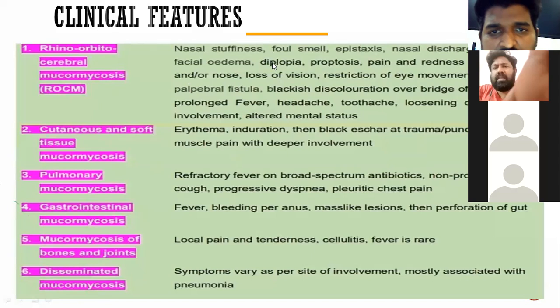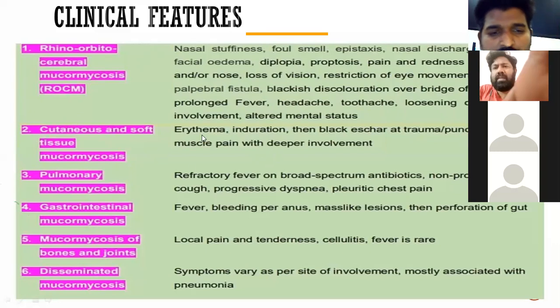They may present with nasal stiffness, a false pulse, epistaxis, crusty nasal discharge, unilateral facial edema, diplopia or proptosis, pain and redness of the eyes, loss of vision, restriction of eye movements, palatal masses or ulcers, blackish discoloration over the bridge of the nose or palate, any history of prolonged fever with headache, loosening of teeth or toothache, difficulty in opening the jaw, and altered mental status. In all these patients in the post-COVID scenario, or after recovery also, you should suspect rhinocerebral mucormycosis.